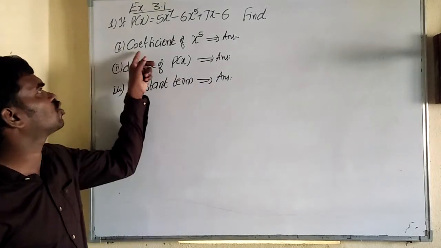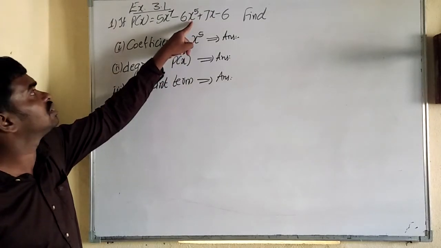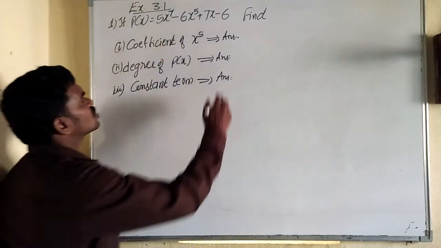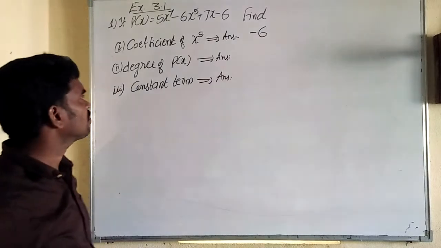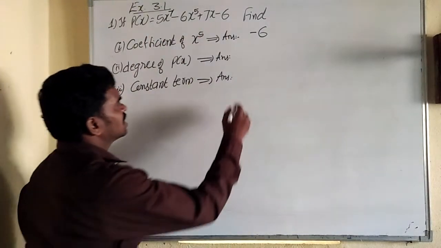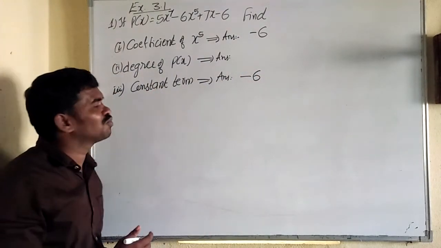Now tell me, what is the coefficient of x power 5? Where is x power 5? Here. Very good. So what is the coefficient of my x power 5? Minus 6. So what is the answer? Minus 6. What is the constant term? Yes, that is also minus 6. Of course, those are the same answers.